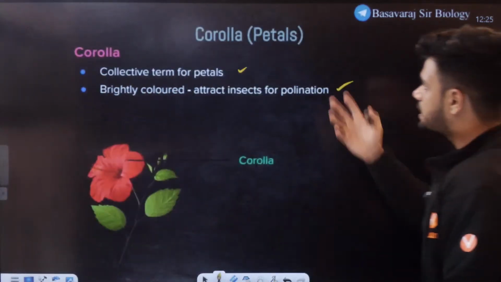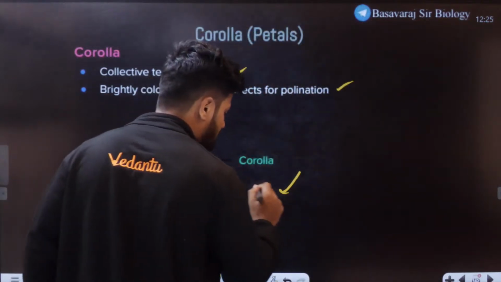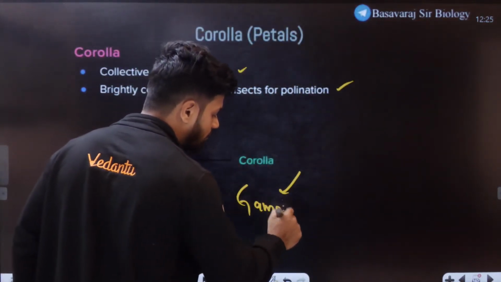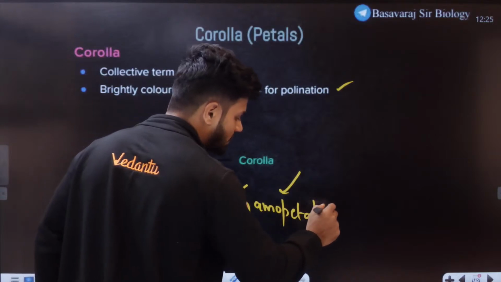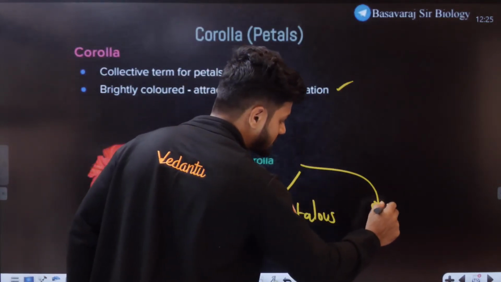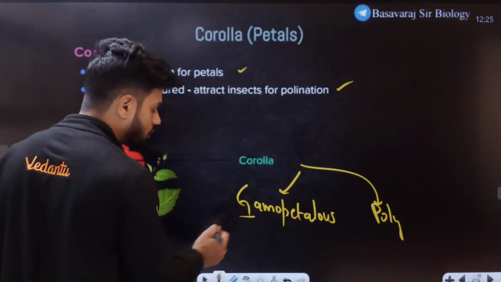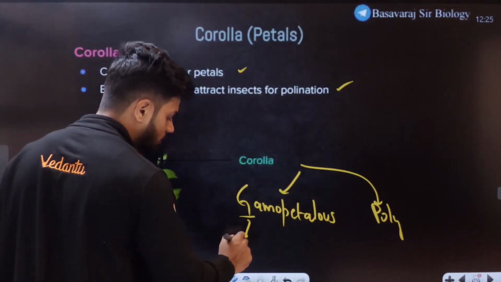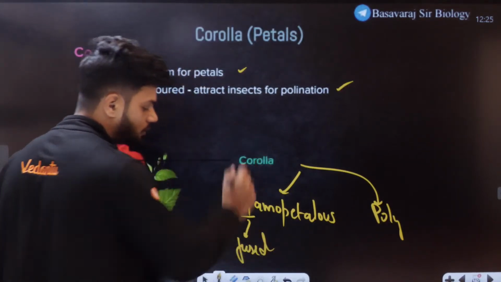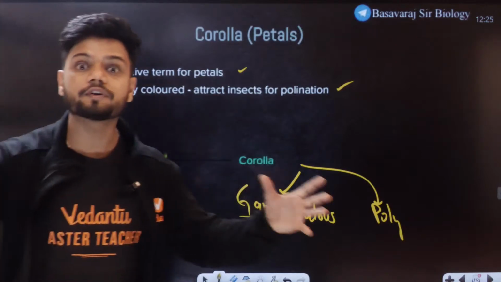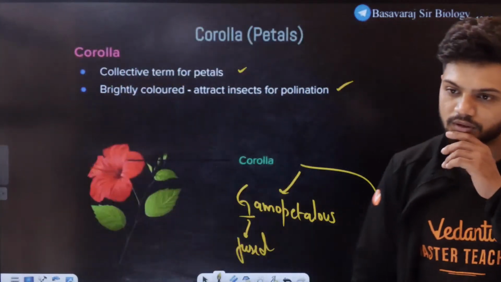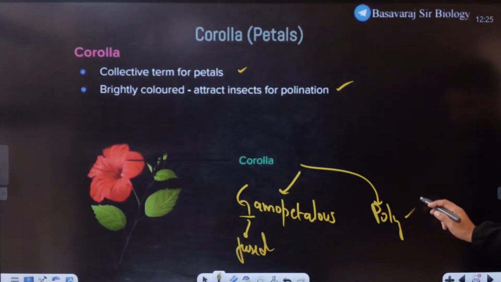Now same goes for corolla also. We have something called gamopetalous and polypetalous. G for glue. Glue means fused. Poly means completely free.